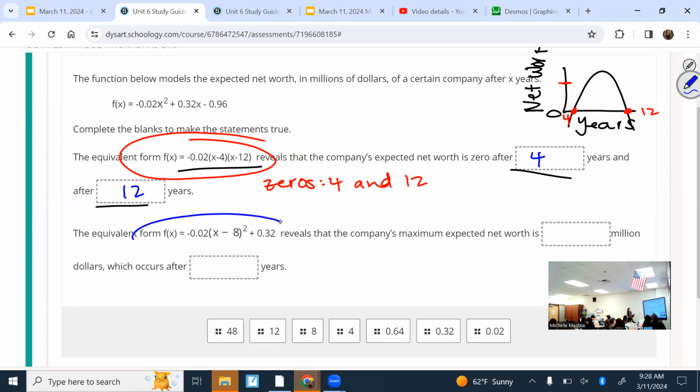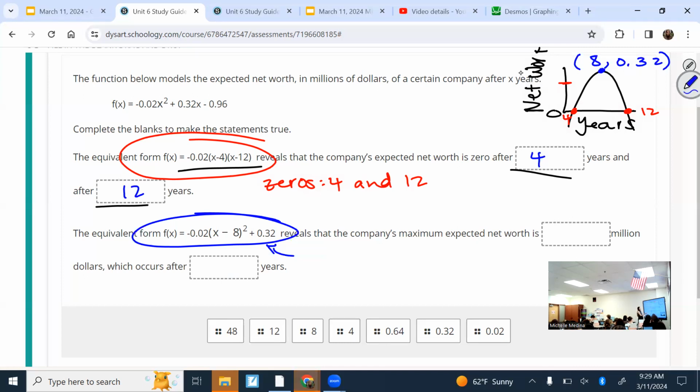For the next one, it gives you this equivalent form that reveals the company's maximum expected net worth is blank $1 million, which occurs after blank years. Where on my little picture would show me my maximum net worth? The vertex. So you could, again, if you graphed it, just click on the very top and it'll reveal the vertex to you. Or if you look here, you technically don't need to graph it because in vertex form, you should be able to tell me the vertex is 8 and 0.32. But again, you can graph it and see for yourself.